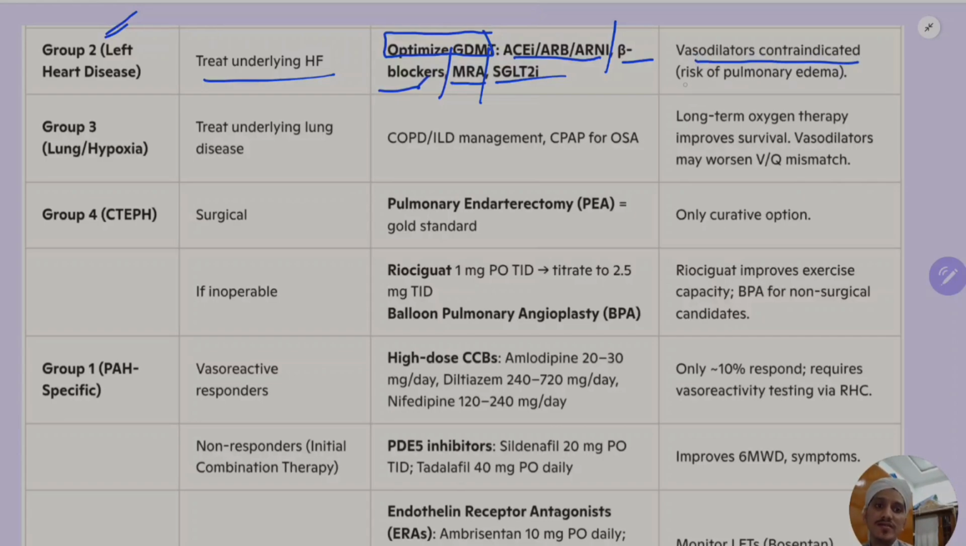Vasodilators are contraindicated because they increase the risk of pulmonary edema, as I have explained in the previous video, part 1 of pulmonary arterial hypertension. Group 3 is due to lung disease, or nothing but hypoxia. So you should treat the underlying lung disease.